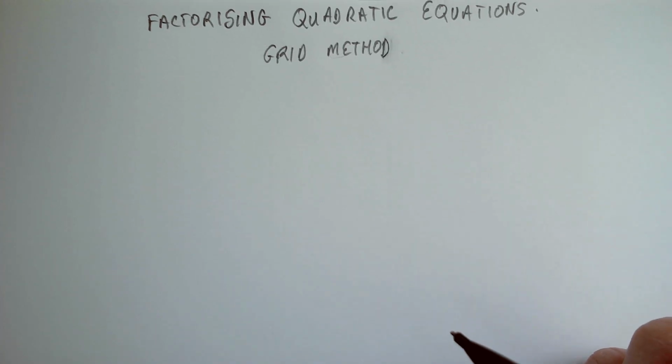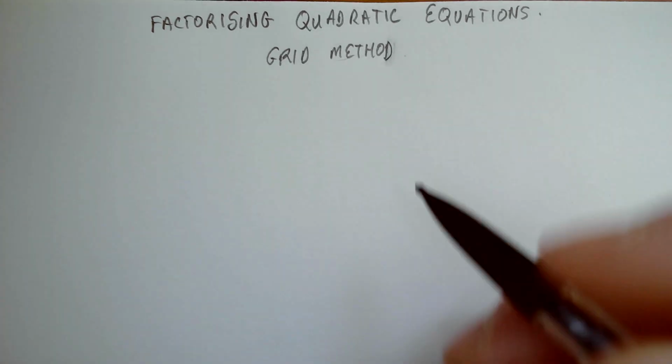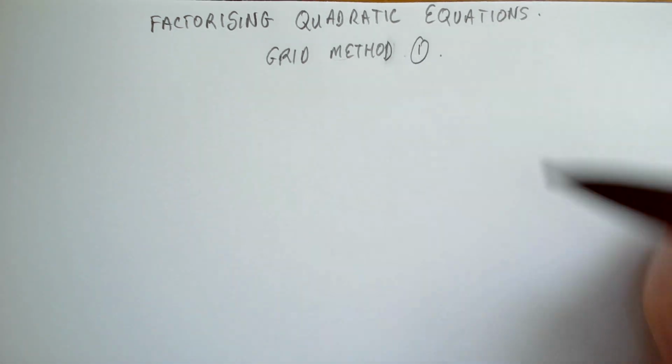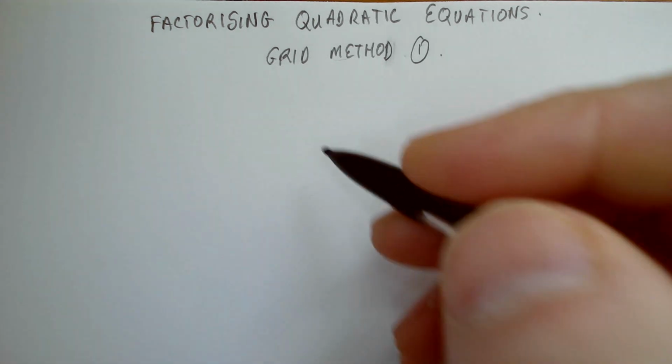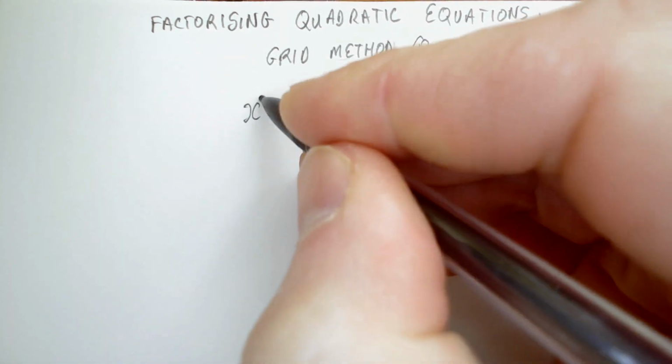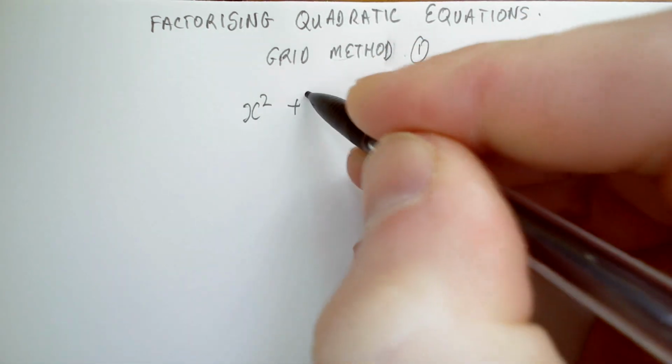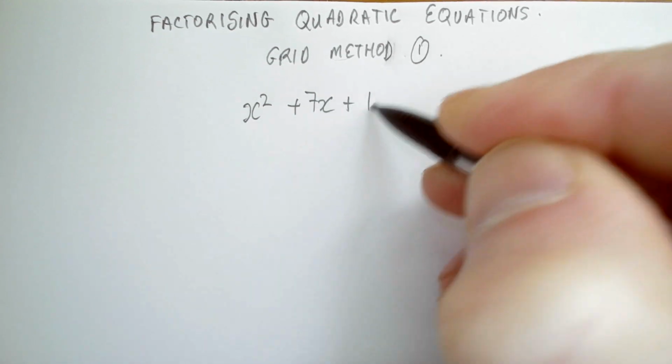This video is on factorising quadratic equations using the grid method. This is the first video, and I have made a few videos about this so you can get some practice. Let's start with an example. Let's say we have x squared plus 7x plus 10.